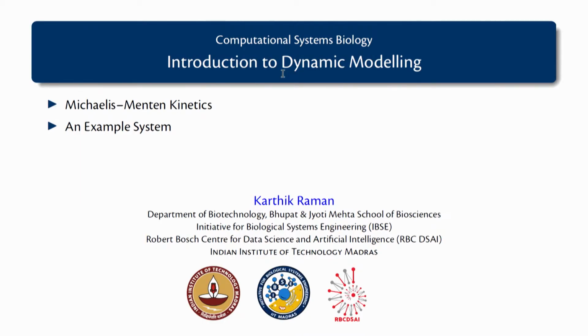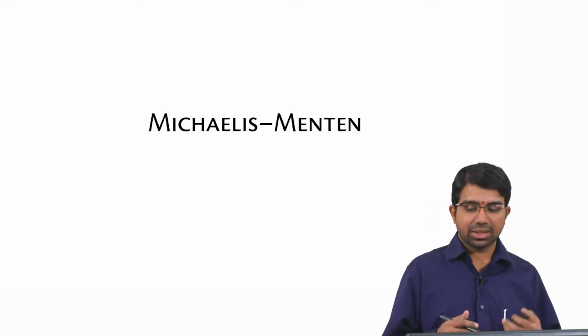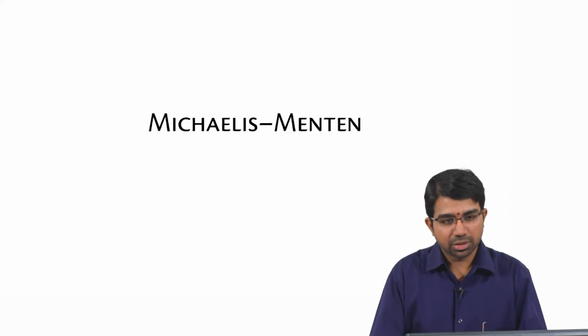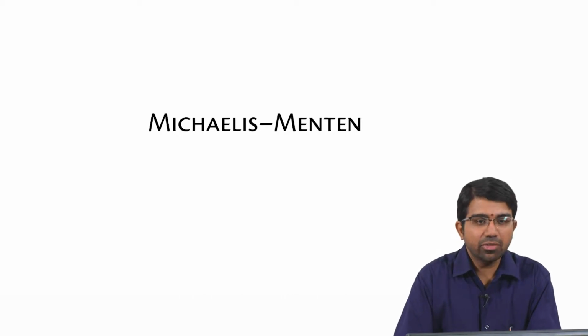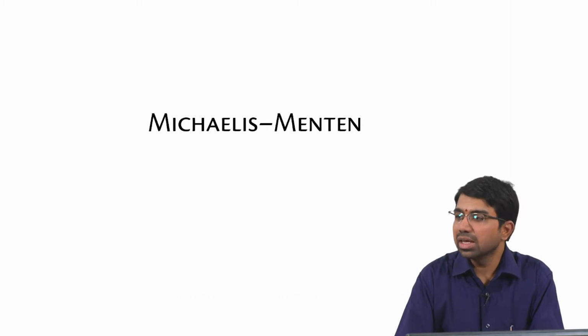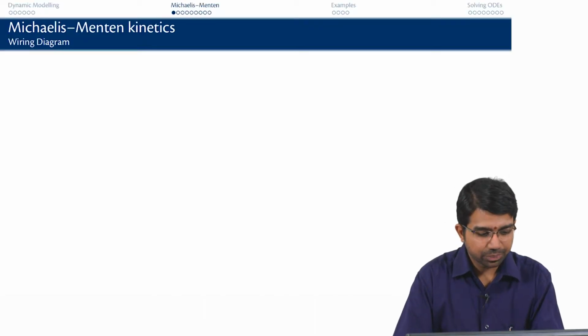In the previous video we saw an introduction to dynamic modeling. We will now move on to the most classic example of a biochemical network model, which is Michaelis Menten kinetics, and we will also look at another example system in this video. So, let us look at the classic Michaelis Menten formulation. The Michaelis Menten formulation is to study the initial rate of an enzyme catalyzed reaction.